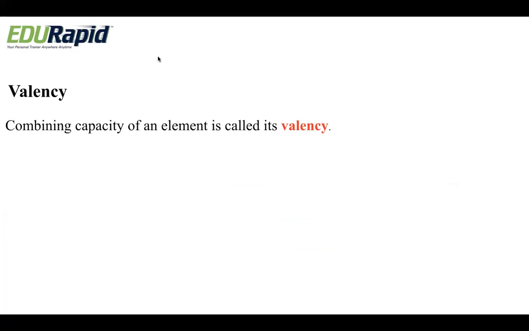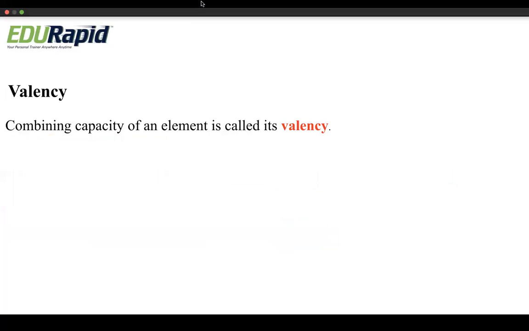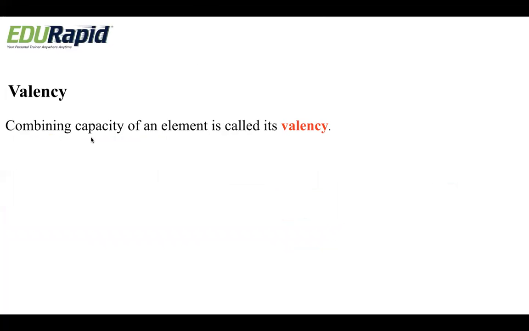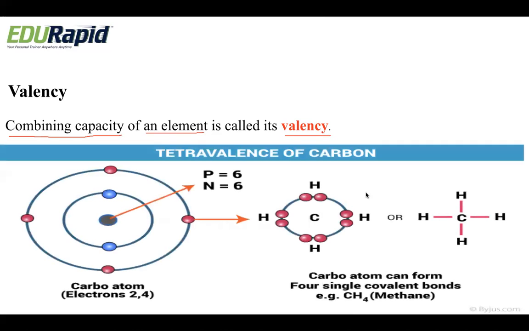We will understand what we mean by valency. A very simple and precise definition: the combining capacity of an element is called its valency. Any element will combine with another element, and its combining capacity is because of its valency. So let us see this with the help of an example.